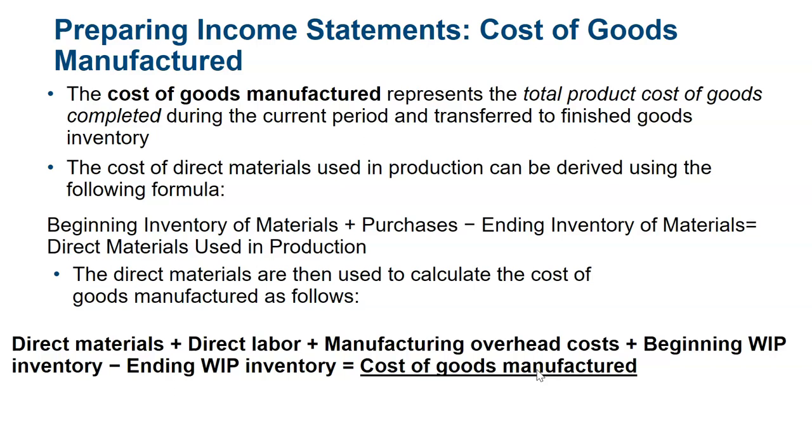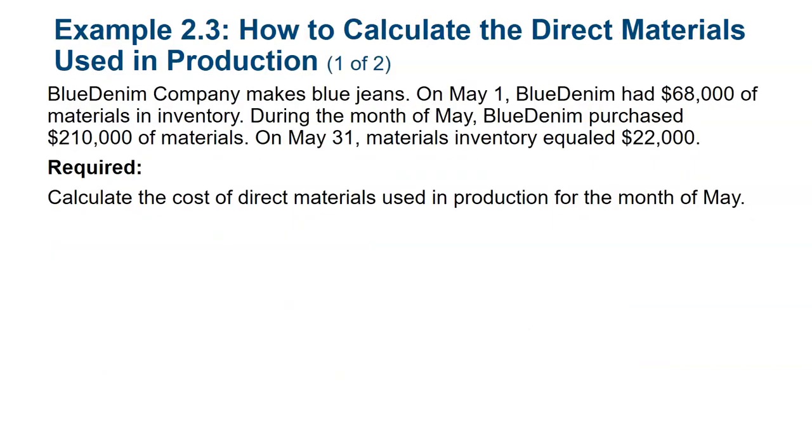Okay, so that's a lot. But if we look at some examples, I think we can understand it perhaps a little bit better. So they want us to calculate the direct materials used in production. This is for Blue Denim Company. Again, they make jeans if you haven't figured that out already.